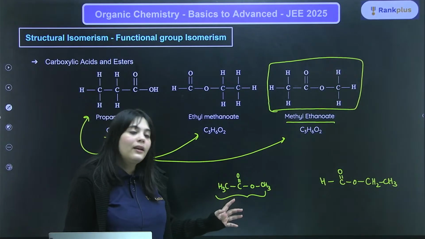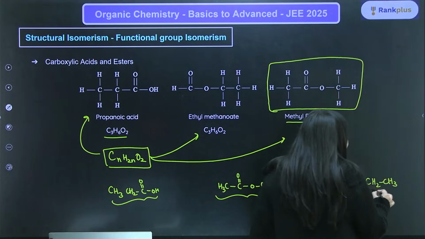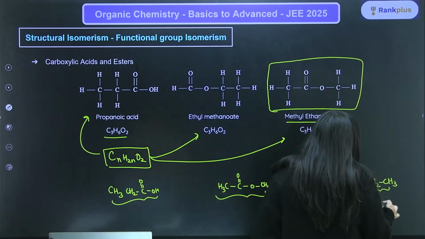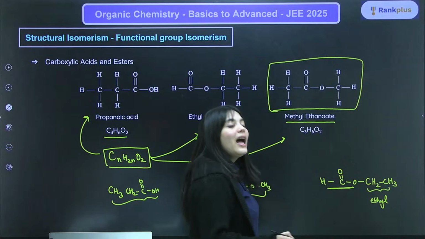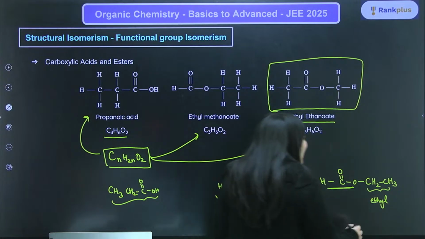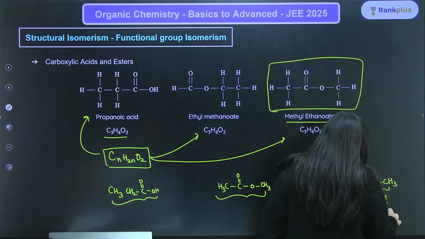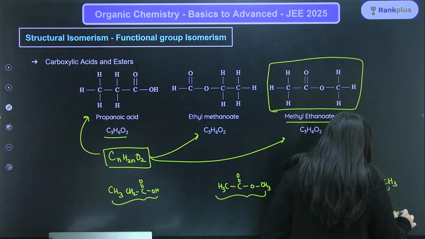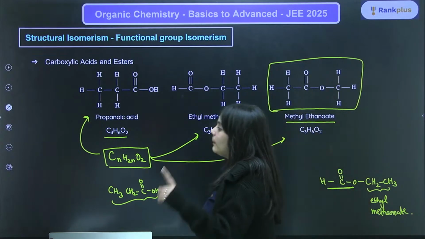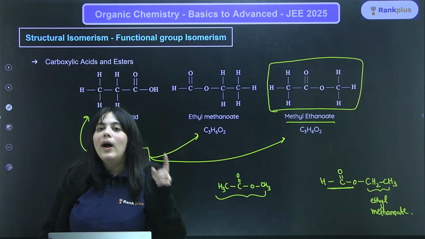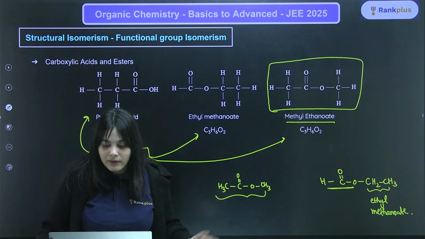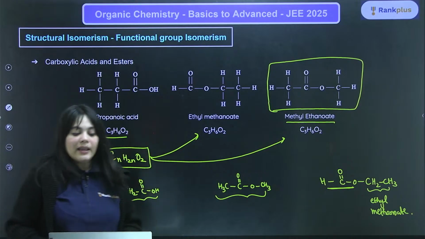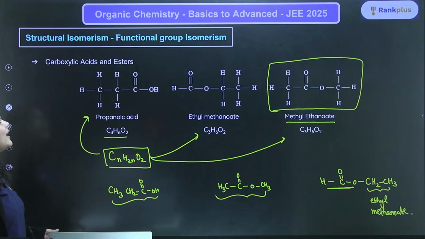Now what has happened? With the oxygen, what kind of group is attached? Ethyl group is attached, isn't it? And whatever is left behind, just one carbon is left behind, so it will be ethyl methanoate. You should definitely know the naming of the ester, because at one point, even in your NCERT, this naming has been done wrongly, right? Chaliye, I hope you're understanding this thing.